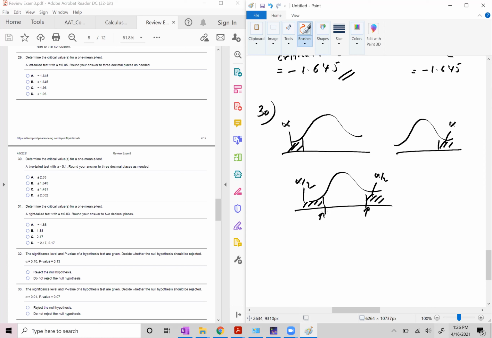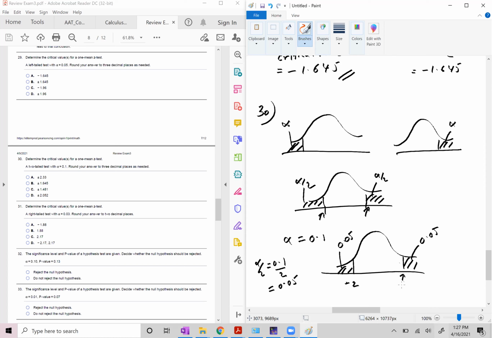A two-tail test with alpha 0.1. If it is a two-tail test, you have to split your alpha into two parts. If you divide it by two, you get 0.05. So you have 0.05 to here, 0.05 to there. And you don't need to find both the values because one will be the opposite sign of the other. That means if you find -2 here, you don't need to find the other. It will be +2. If you found that this is +3, the other will be -3. So you simply need to find one value.